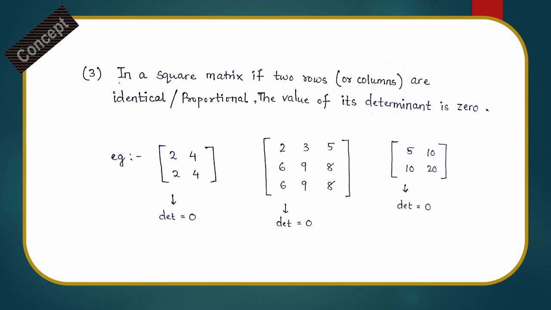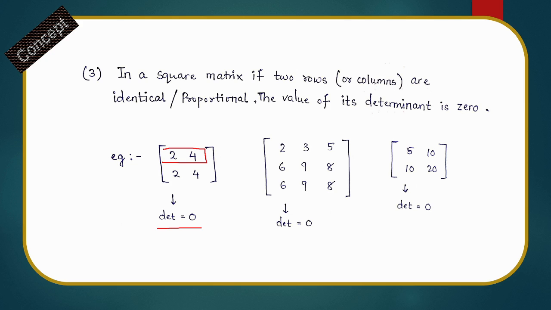Now the third property says, in a square matrix, if two rows or columns are identical or proportional, the value of its determinant equals 0. For example, suppose a matrix is given: 2, 4, 2, 4. Without calculating its determinant value, you can say its determinant equals 0, hence it is a singular matrix.